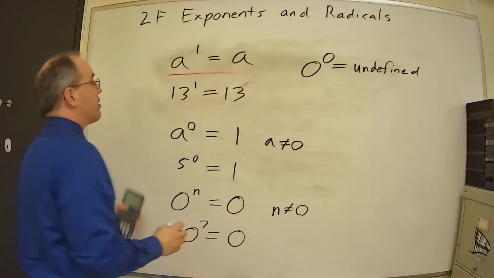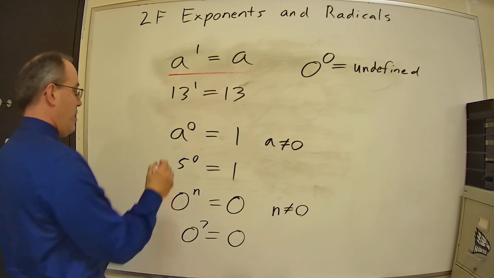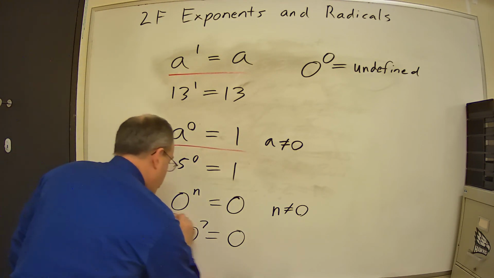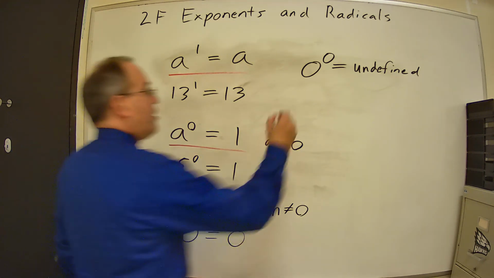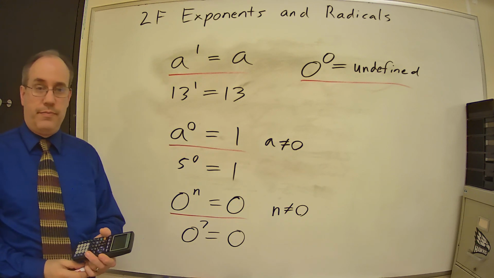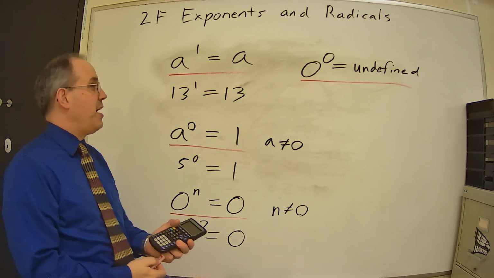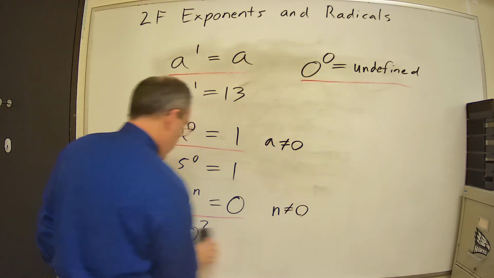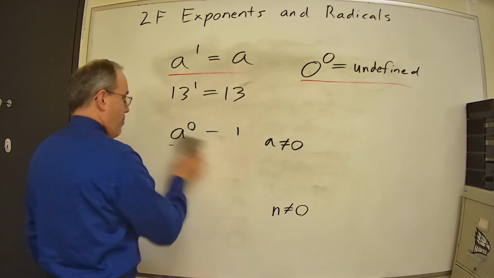Any number raised to the first power is itself. Any number raised to the 0th power is 1. 0 raised to any power is 0. And 0 to the 0th power is undefined. Okay? So let's just do a little bit more. I'm just going to give you a little more information about exponents.